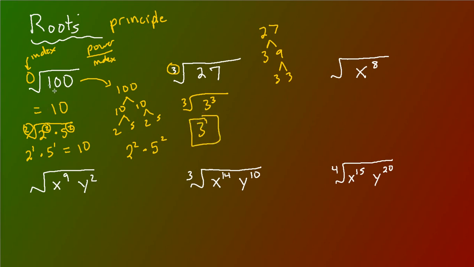So like over here, I don't say that the square root of 100 is square root of 10. I've done the square root. So over here, if my index is not written, then it is a 2. So this is a square root. And all I have to do, 8 divided by 2, is x to the 4th.